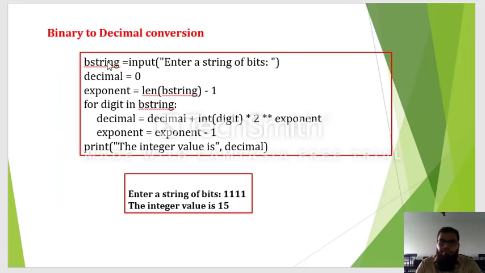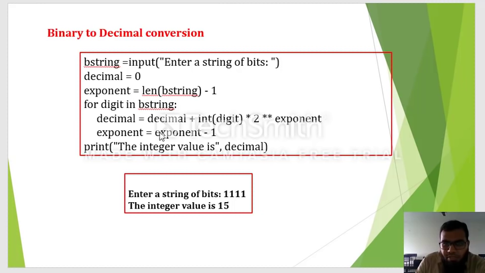Okay. See here, binary to decimal. What is the number system of binary? The base is 2. And what is the base of the decimal number system? 10. So binary is base 2 and decimal is base 10. Now, how can I convert from binary to decimal?